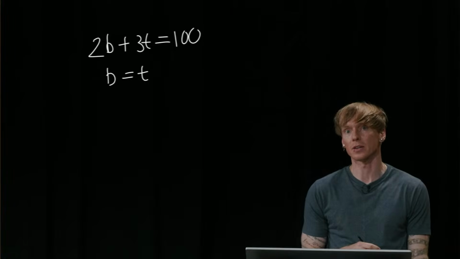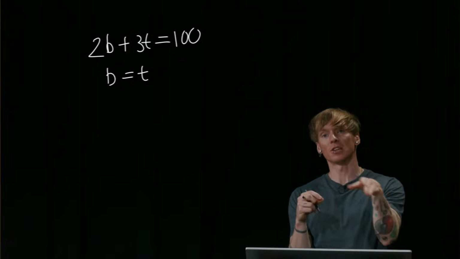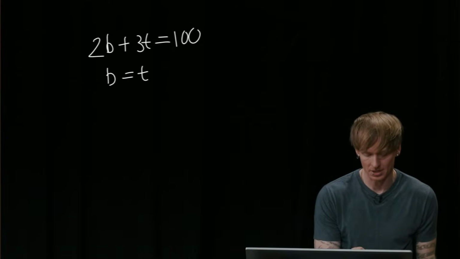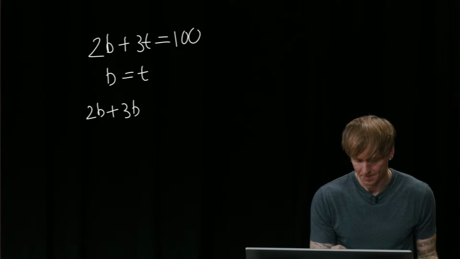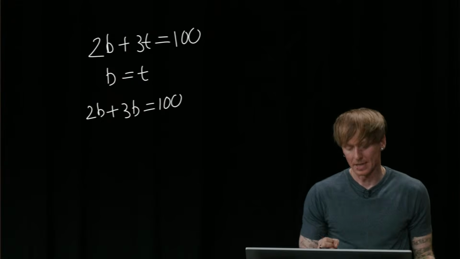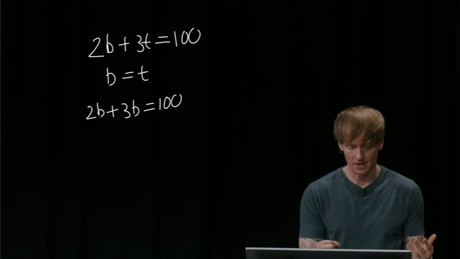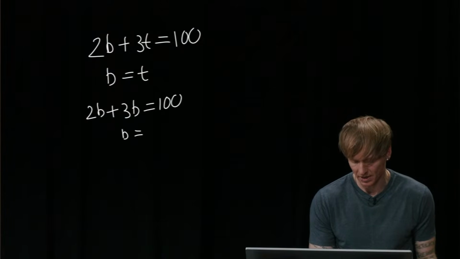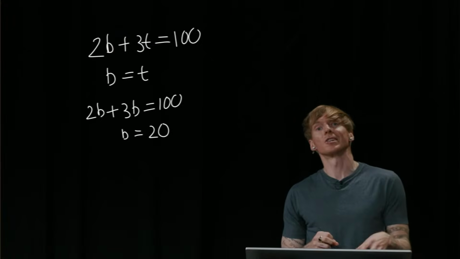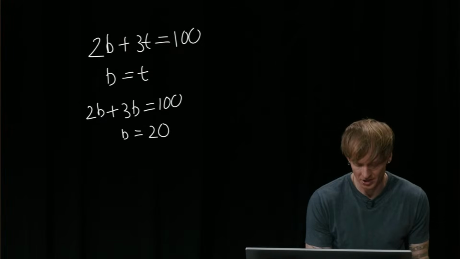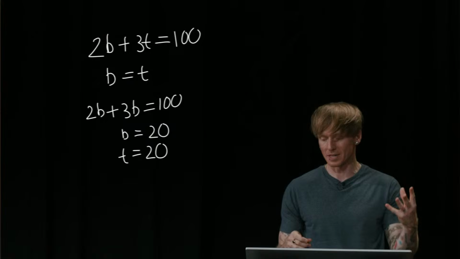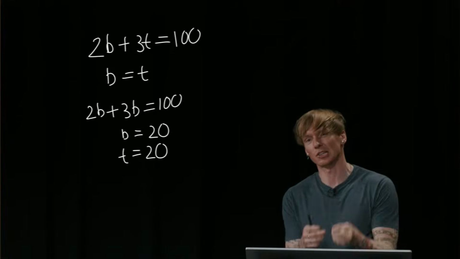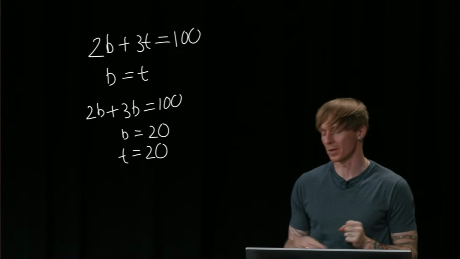So if b and t are the same, what that means is I can replace one of them in that first equation. So instead of having 2b plus 3t, it's just the same as 2b plus 3b. So replace that t with a b. So now I've got 5b is equal to 100, adding them together. So b is, of course, 100 divided by 5, which gives us the solution 20. And of course, we know that the number of trikes is the same. So 20 bikes and 20 trikes would give us a solution to that two-part problem.